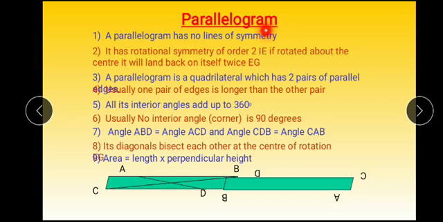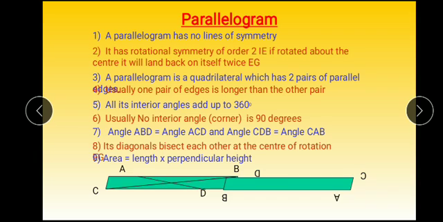Next, parallelogram. A parallelogram has no line of symmetry. So we cannot fold a parallelogram across any line. So it has no lines of symmetry. It has rotational symmetry of order 2. So it can be rotated about in order 2.